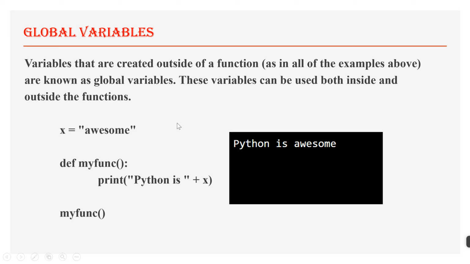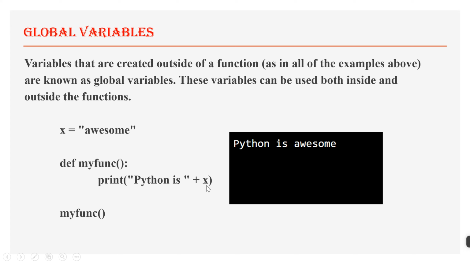See, a simple example is given over here. Here x is a string with the value awesome. So I am defining a function called my function wherein I am just printing Python is plus x. So where is the value for x? X is global, which is awesome. So whenever in my program I call my function, I get the output, Python is awesome. Let us try this example.